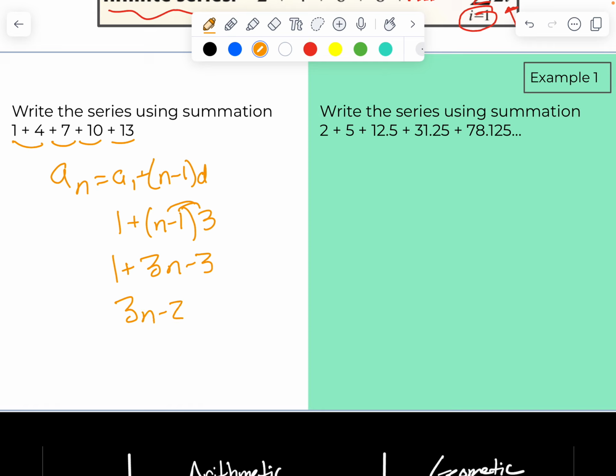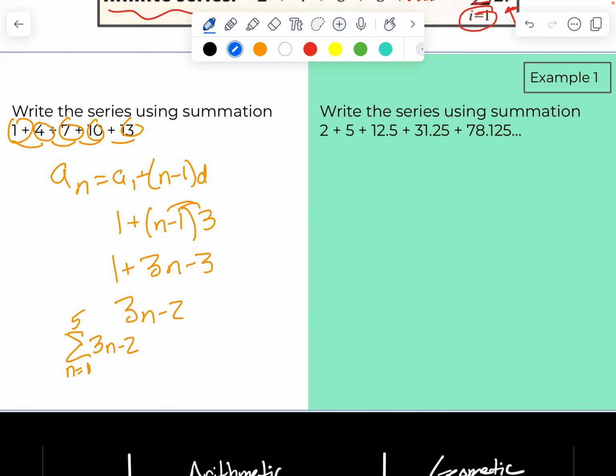3n minus 2. Now, if they want me to write this using summation notation, then I would say, okay, I want the sum, and I'll use n just to show you can use a different variable. From 1, this is 1, 2, 3, 4, 5, from the first term up to the fifth of 3n minus 2. That would be writing this same series in summation notation.